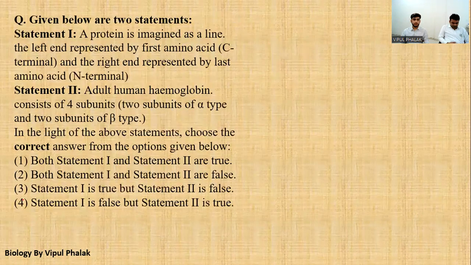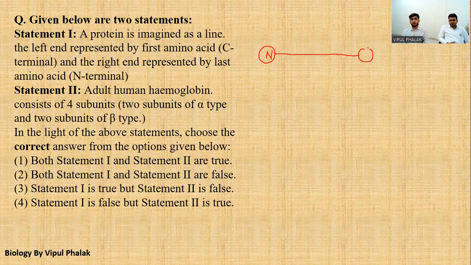Next question, we have to select the correct statement. Statement 1, a protein is imagined as a line. The left end represented by first amino acid, C terminal, and right end represented by last amino acid, N terminal. It is correct that we imagine a protein as a line. At the left end, the amino group is present. It is known as N terminal.